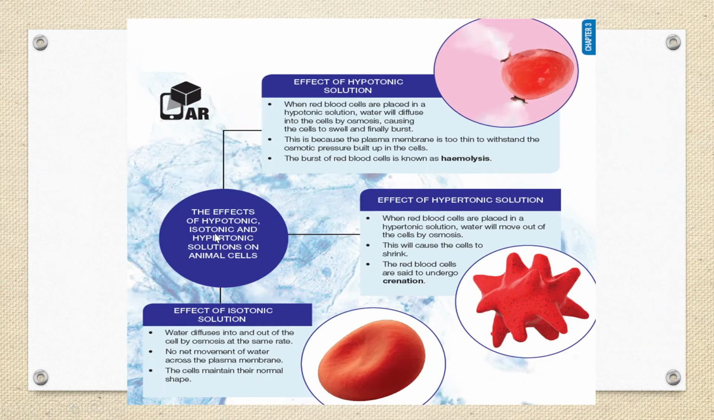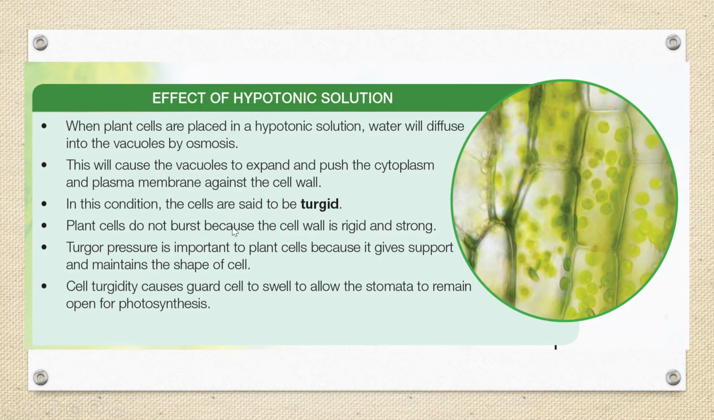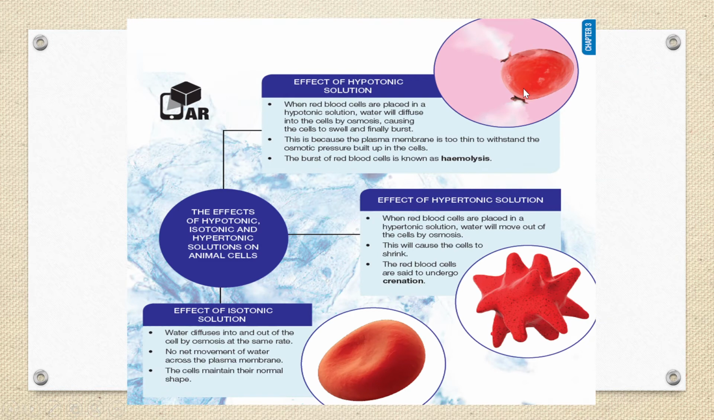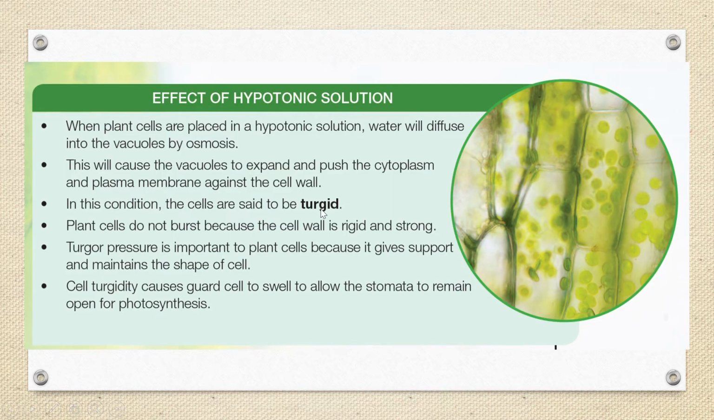But unlike the red blood cells, these plant cells will not burst because their cell wall is rigid and tough. The cell wall is strong. It is made up of cellulose, the polysaccharide which is really tough and strong, and that's the one that gives your plant cells their fixed shape. So that's why your plant cells will not burst like the red blood cells. They are now turgid.